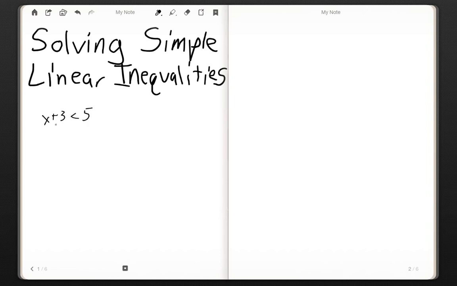x plus 3 is less than 5. So how do we find what x is? Well, just like with an equation, we could move the 3 to the other side and change the sign. So x will be less than 5 minus 3, which is 2. So x is less than 2. Now, here's something else we can do.